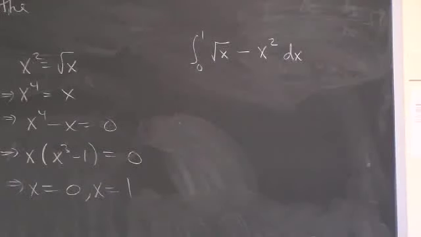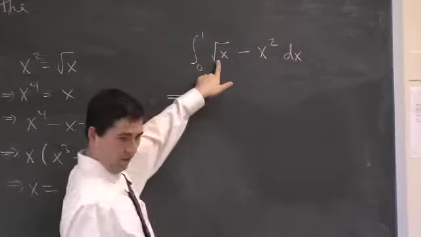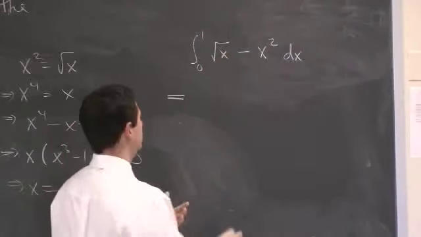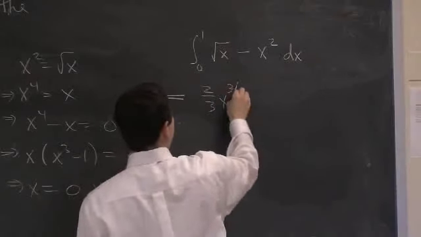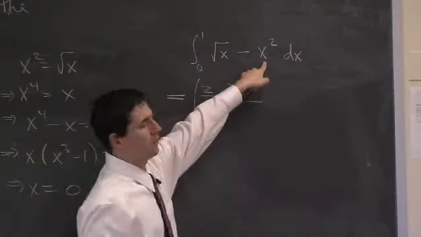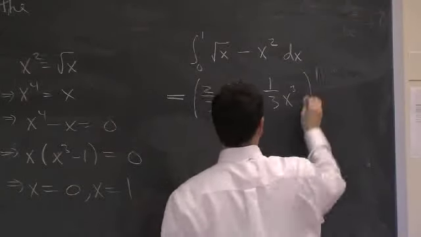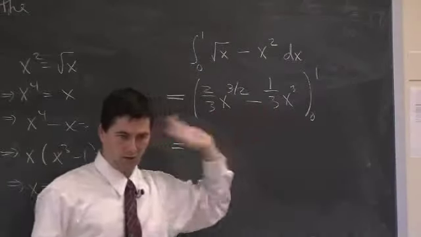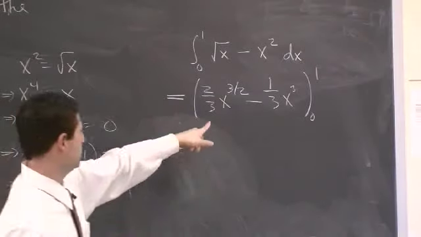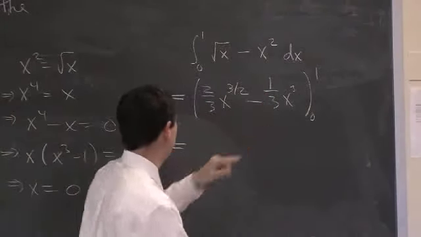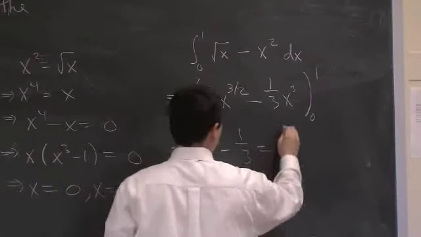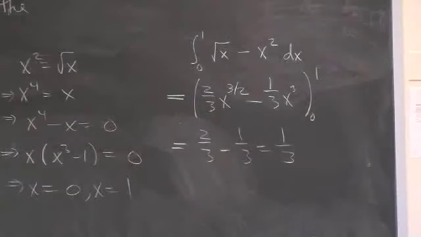Okay, and now this is just a computation. Square root of x is x to the 1/2, right? By the power rule, we get 2/3 x to the 3/2, minus, integral of x squared, 1/3 x cubed. And we evaluate at 0 and 1. Of course, when we plug in 0, all these things are going to be 0. So we don't even have to do that. And when we plug in 1, all those are just going to be 1. And so you get 2/3 minus 1/3, which is 1/3, which is kind of a coincidence because that's what we got when we did it with y equals x squared and y equals x.